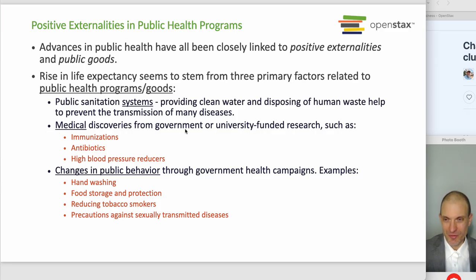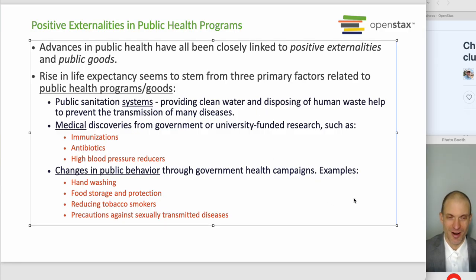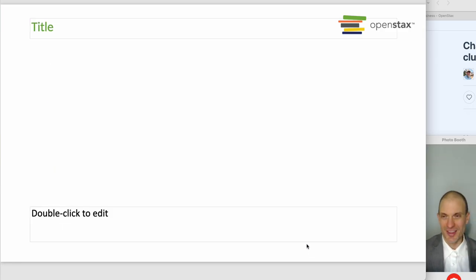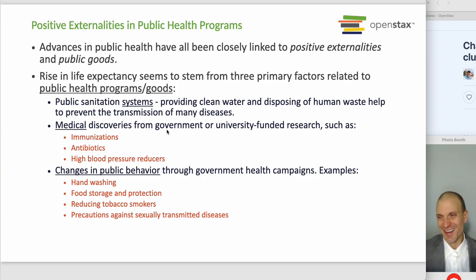Medical discoveries from government and university funded research, such as immunizations, antibiotics, high blood pressure reducers. Okay. Changes in public behavior through government health campaigns. So hand washing, food storage protection, reducing tobacco smoking. All right. So I see what they're trying to say. And that's the end of the lecture anyways. All right, yeah, so we could say these things are public.